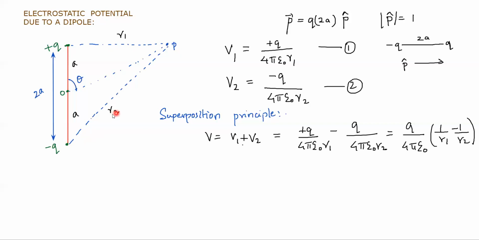Now let us take one triangle. Let us take this particular triangle with O, P and the point plus Q. We need to name that side. Let's call this A. So let's take the triangle AOP. Let's draw it separately.